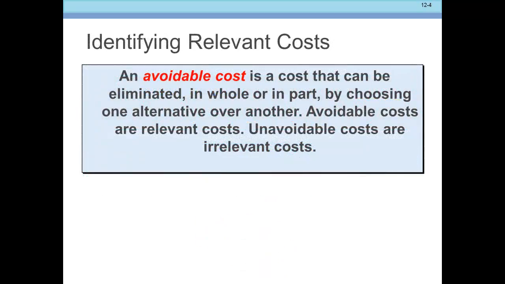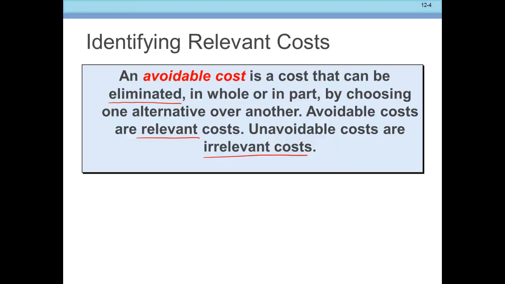An avoidable cost is a cost that can be eliminated by considering one alternative over another. Avoidable costs are always relevant costs. Unavoidable costs are going to happen no matter what decision is made, so they are irrelevant costs.